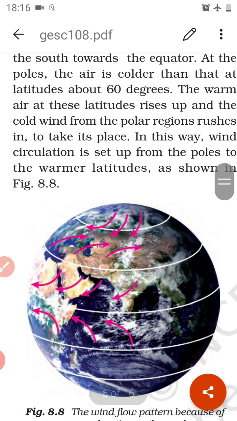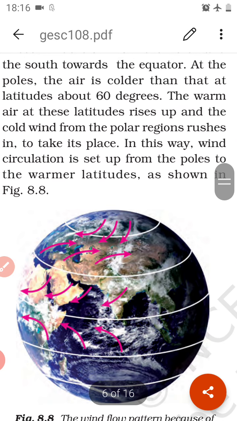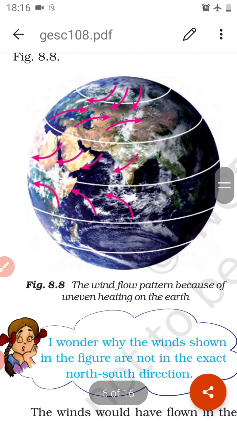The warm air at these latitudes rises and the cold wind from the polar regions rushes in to take its place. In this way, wind circulation is set up from the poles to the warmer latitudes as shown in figure 8.8. So in this way, the wind currents are set up. They move from the poles towards the equator. This is the wind flow pattern because of uneven heating on the earth.